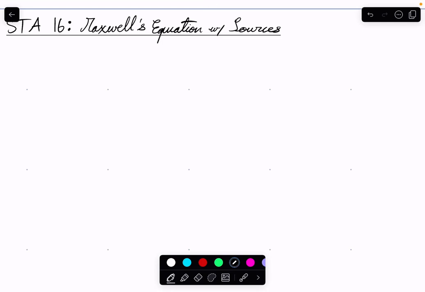In this video, we'll be talking about Maxwell's equation with sources. Before we considered it in vacuum, but now we will consider it with sources. And by sources, it means electric charge or electric current, or even though it doesn't exist, magnetic charge or magnetic current.